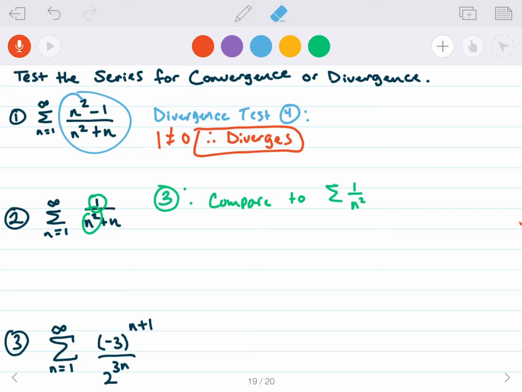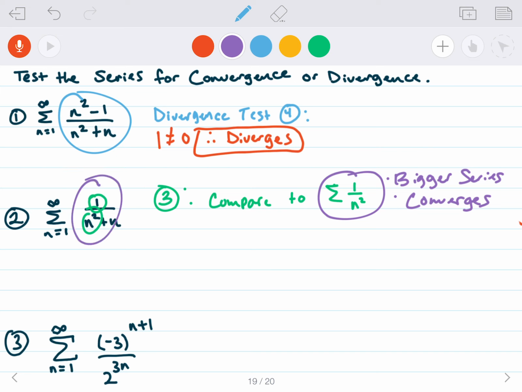Now, what do I know? Well, I know that this one is the bigger series out of this one and this one. I also know that it converges because it's a p-series with p equals 2. This converges, and therefore we can conclude that since this thing is bigger than this and it converges, this thing also has to converge.